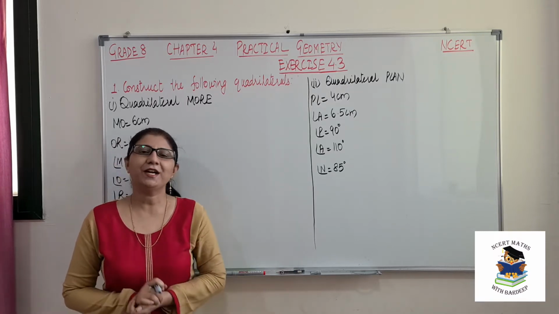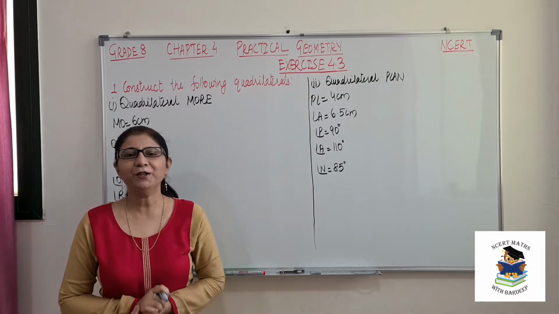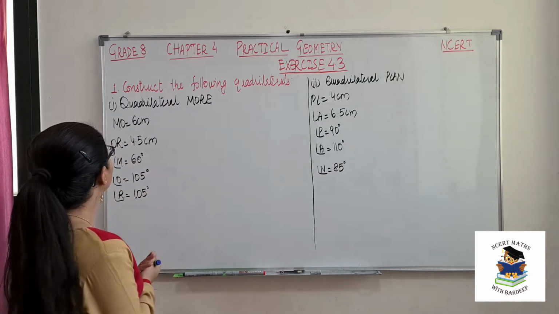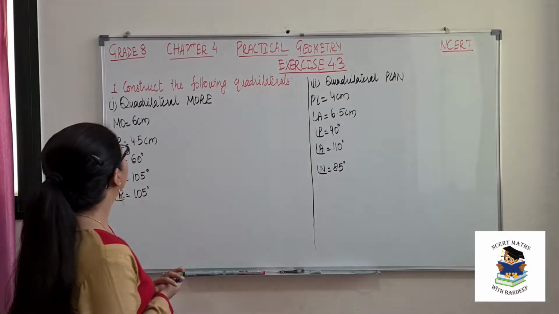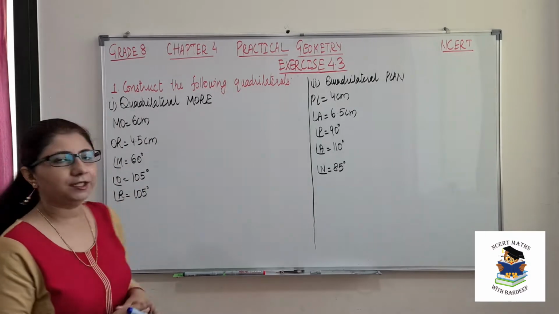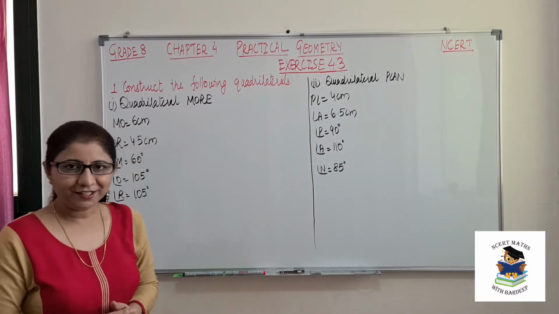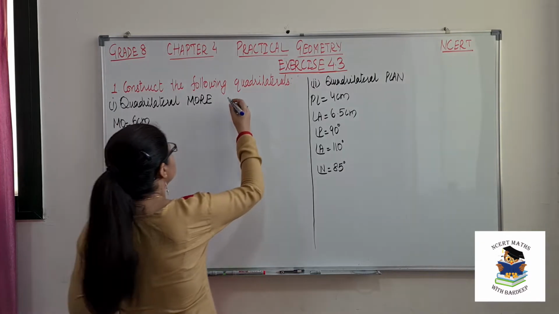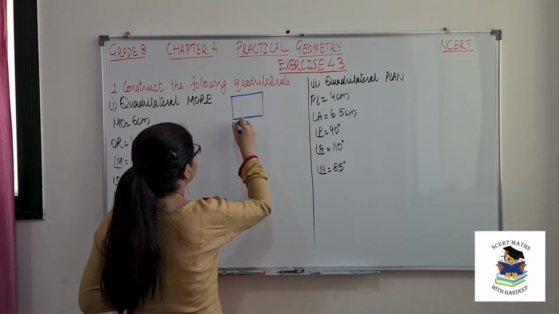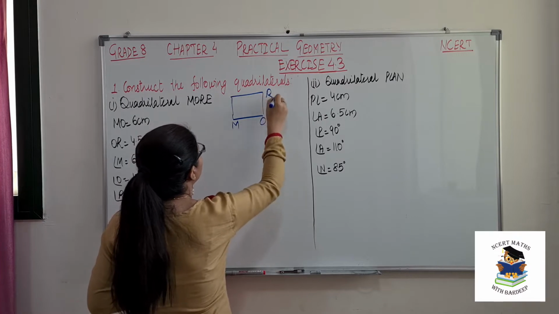Today we are going to start exercise number 4.3 of chapter 4, that is practical geometry. So let's see our question. Construct the following quadrilateral. First one is MORE, where these details are given. So let's first make a rough sketch of this. Since this is a quadrilateral, we will make one quadrilateral and name it MORE.